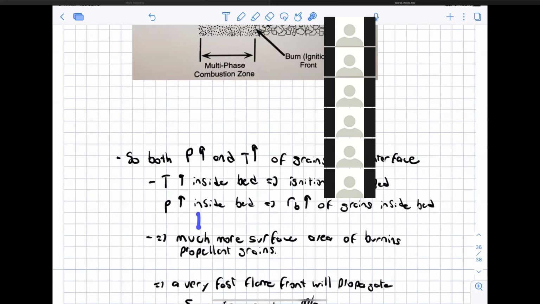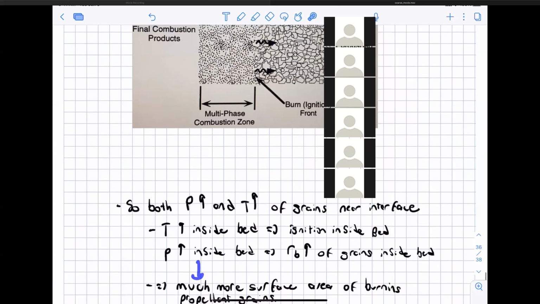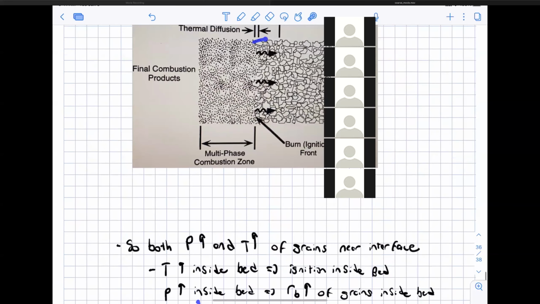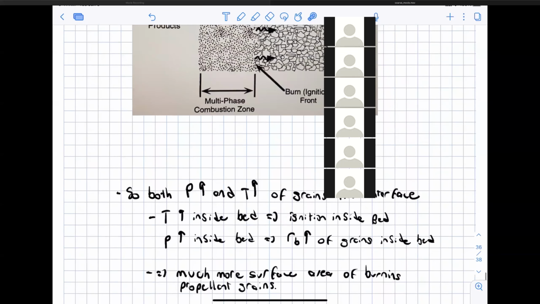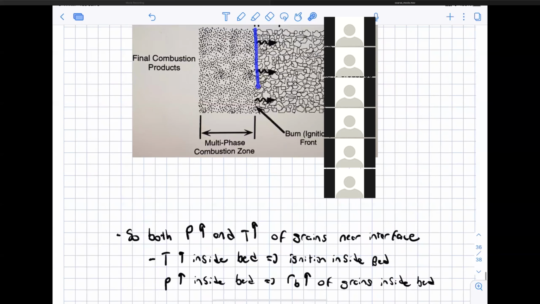So this implies that due to this convective burning effect, there is a much larger surface area for the burning propellant than there would be if it were just a perfectly smooth, flat surface. And if you do experiments, this burning front has been observed, basically due to this in-depth burning and the enormous surface area and the convective preheating effect.